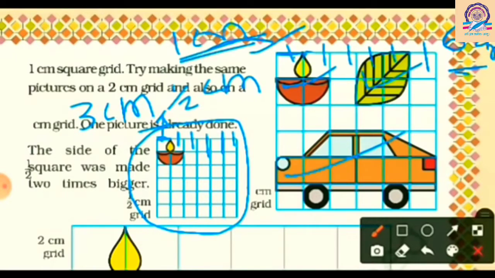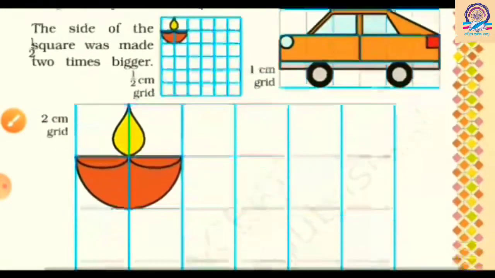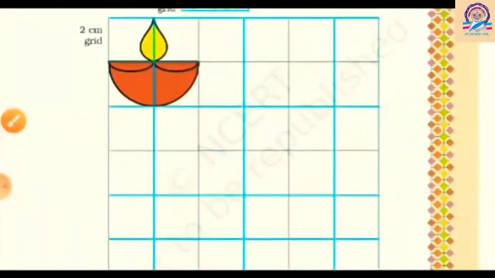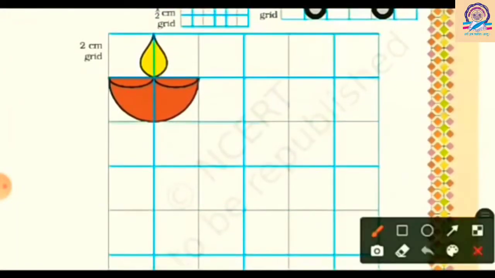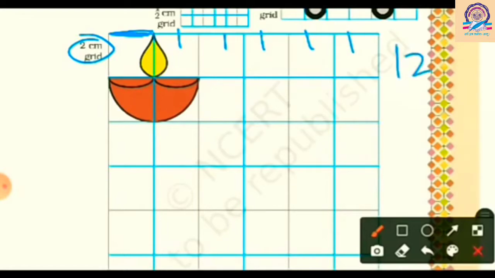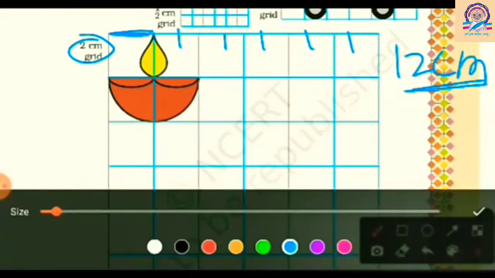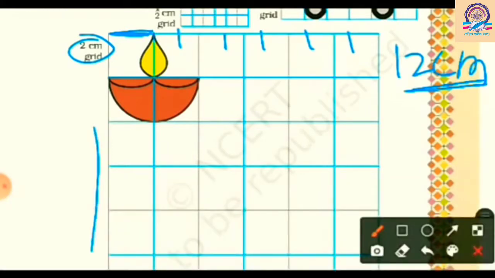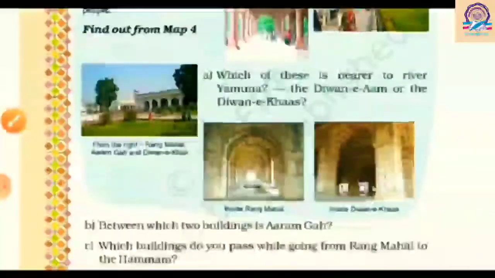Okay, Bacha Party? Now let's move toward the 2 centimeter grid where each side is 2 centimeter. So here also how many squares are given? 1, 2, 3, 4, 5, 6 squares are given. So 6 multiplied by 2 will be 12 centimeter, the total length of this side of a square or a grid. Okay, Bacha Party?